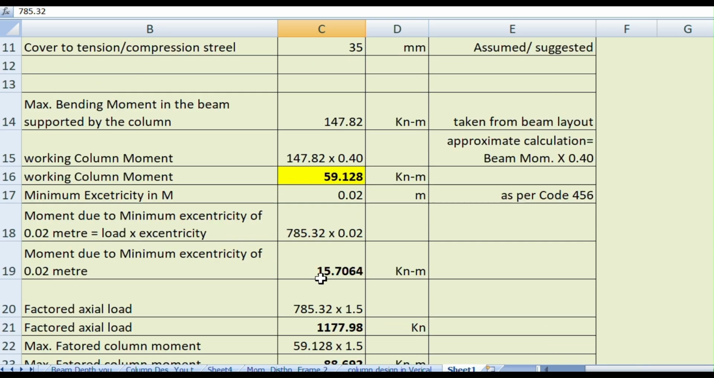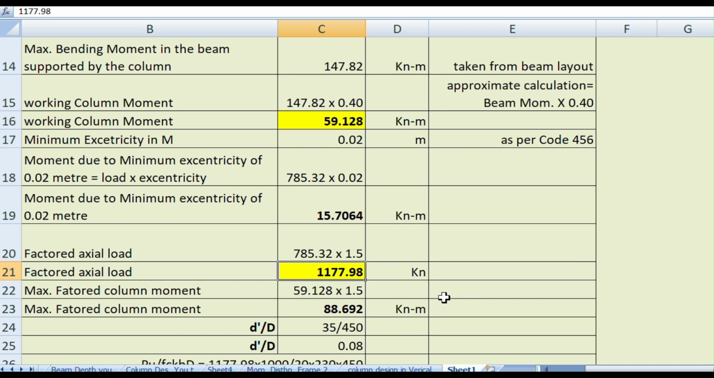For this we should calculate the factored load and factored bending moment. It is 785.32, the axial load, into 1.5, that is 50% added. This value comes as this. This is the factored axial load. As well, the bending moment is 59.128, the working bending moment, multiplied by 1.5 or add 50%. This comes as 88.69 kilonewton meter. Okay, the analysis is completed with this.